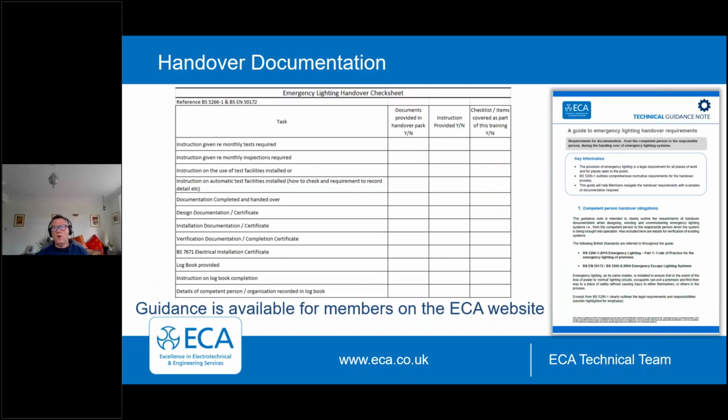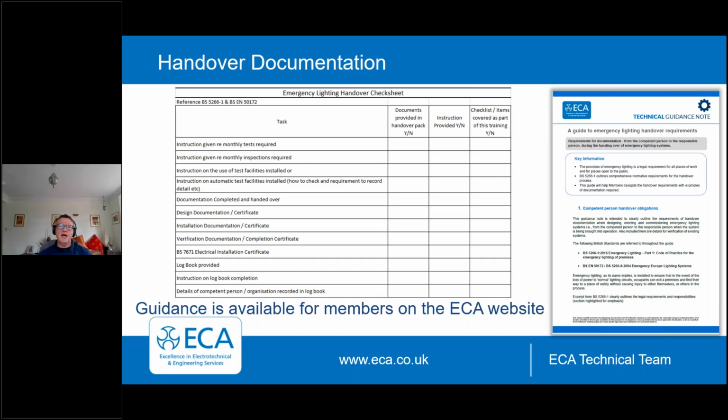Now, we have got a guide for ECA members. It's on the website at the moment. It's entitled A Guide to Emergency Lighting Handover Requirements. And within it, we tried to give you a few helpful steers, and I hope it's useful. As you can see there, I've just highlighted one of the items in there, emergency lighting handover check sheet, because sometimes it's difficult, isn't it? There's a bit of information here and a bit over here and a bit over here, and it's like, oh man, what have I got to do?